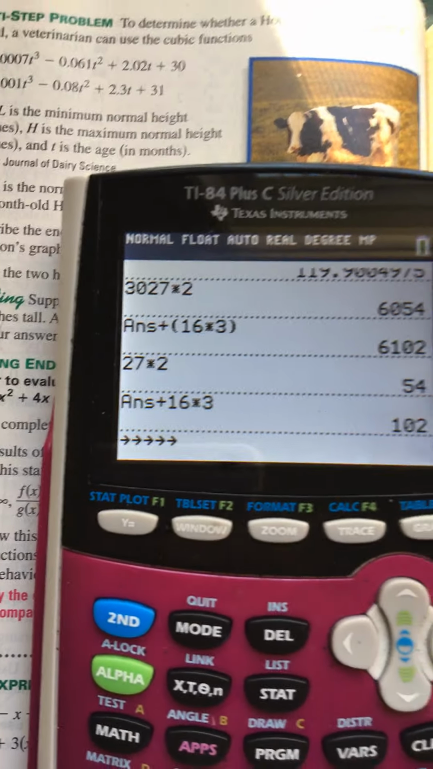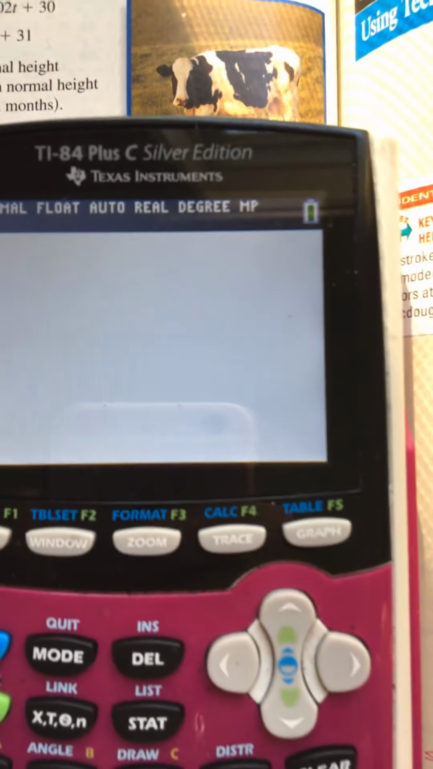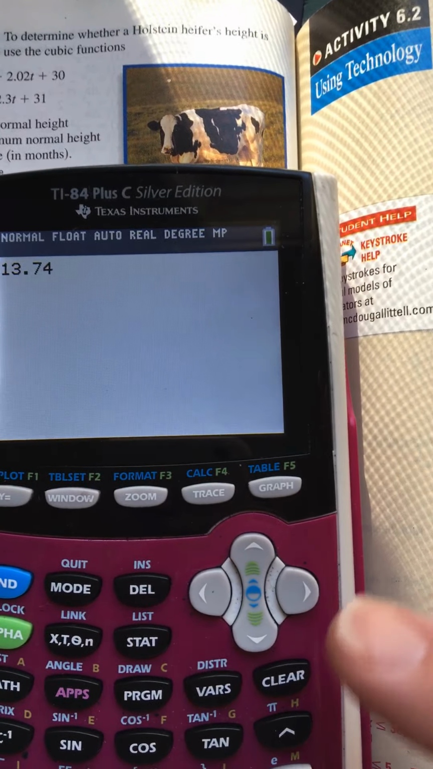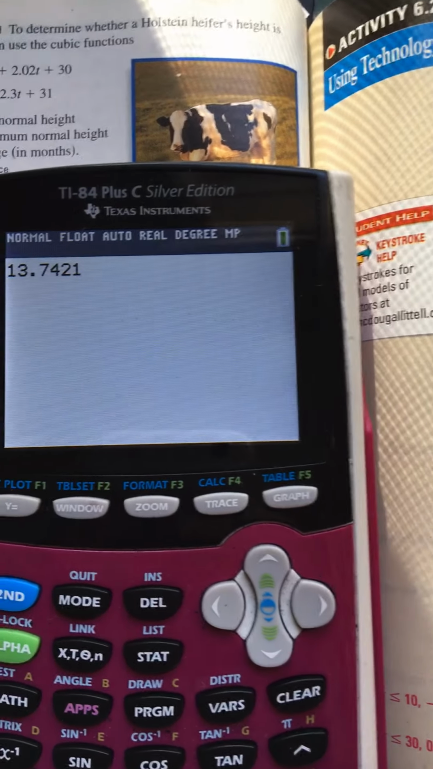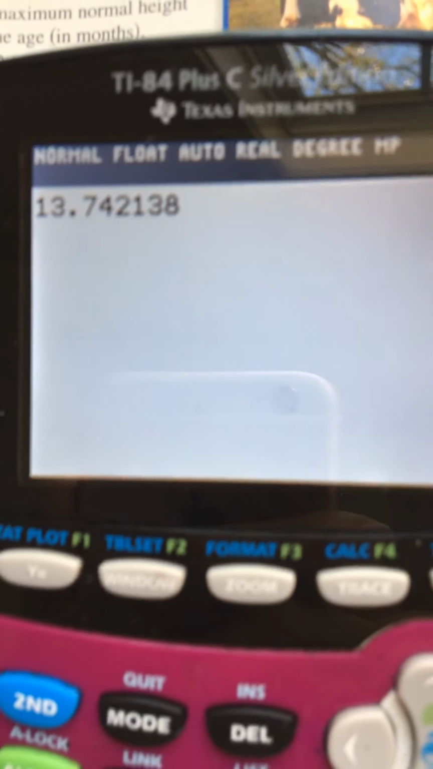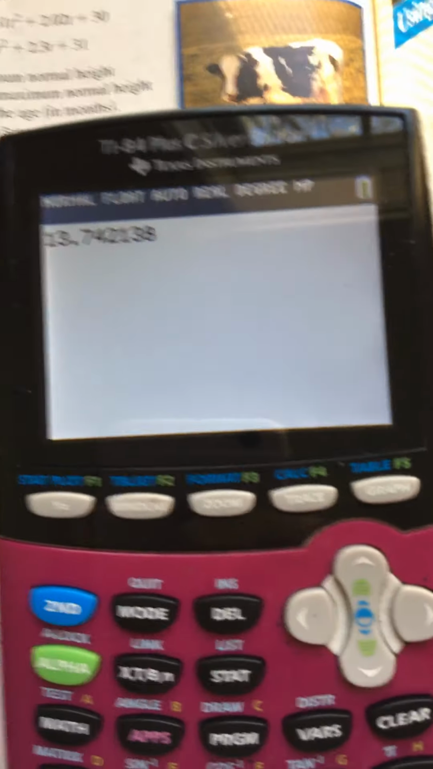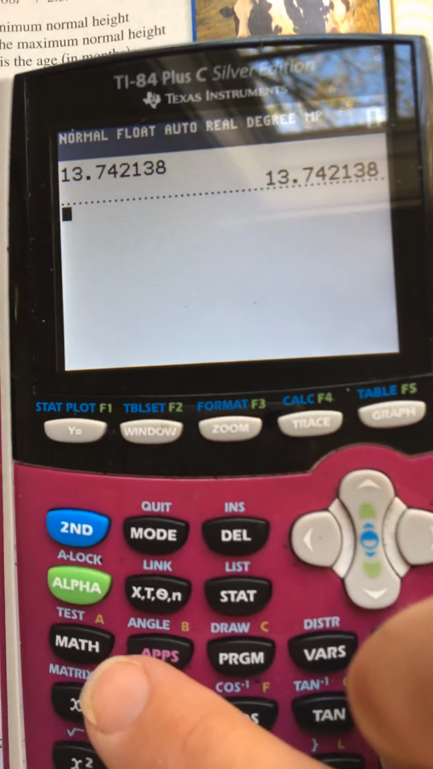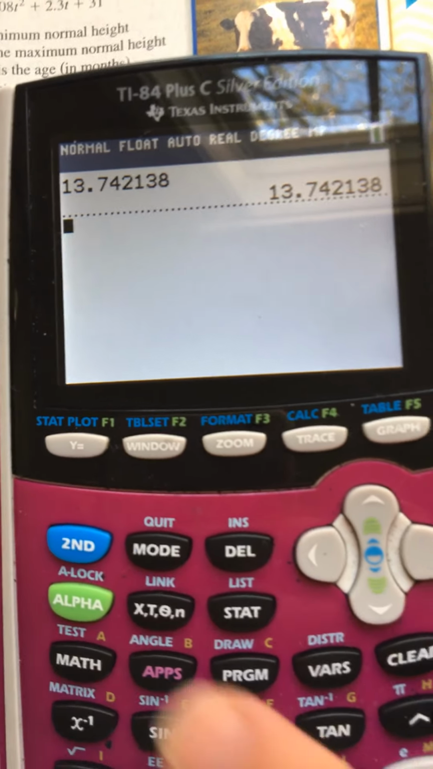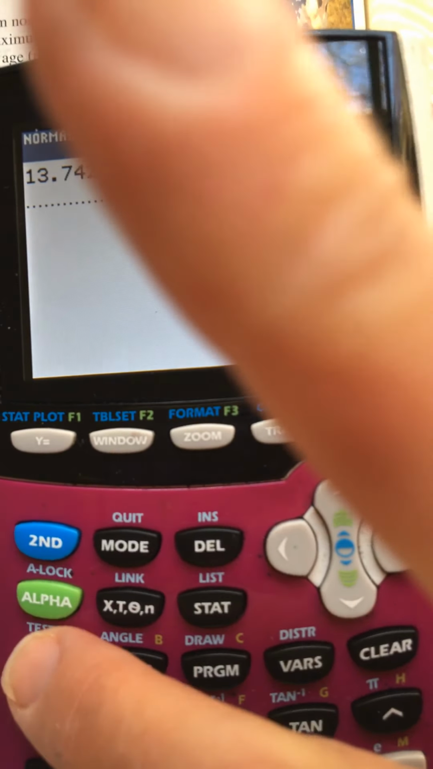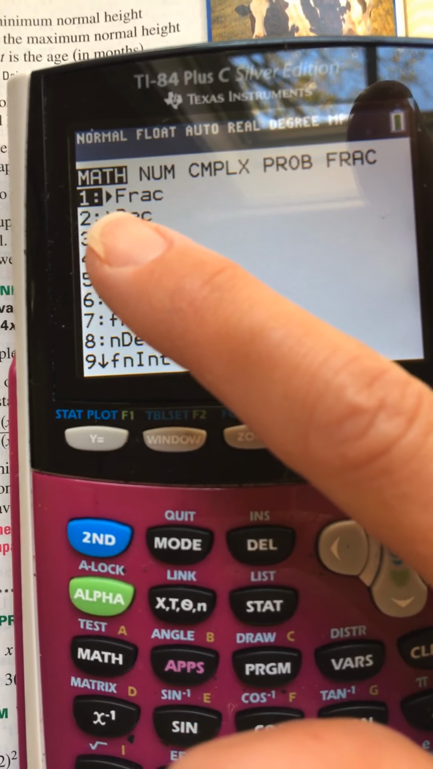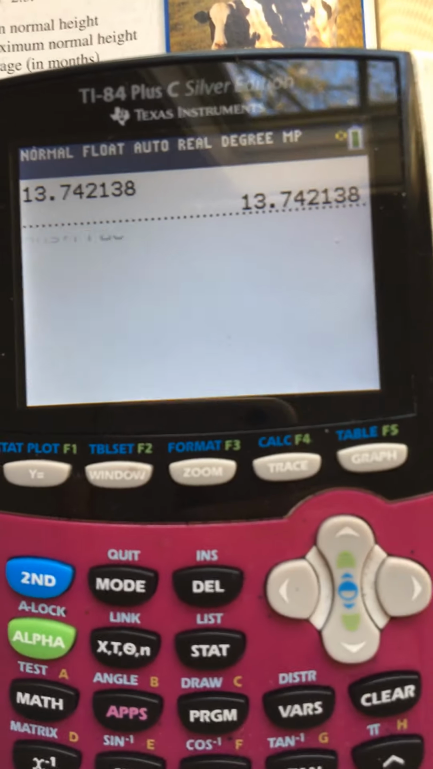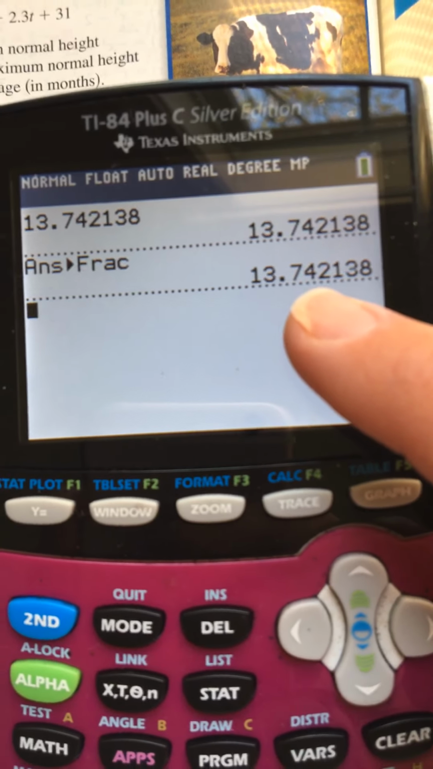So do second quit. I'm going to clear out what's in here so it's not so messy for you to see. And I'm going to put in 13.742138. I know y'all are going, can she go any slower? Okay, you hit enter, and it puts it over here as an answer. Then you hit this button that says math, which I call the ironic button, because aren't they all math? Choice number 1 is turn your answer into a fraction. So I hit that. See, answer turned into a fraction. I hit enter, and it couldn't do it.